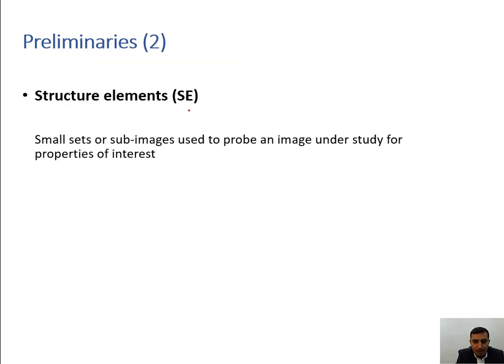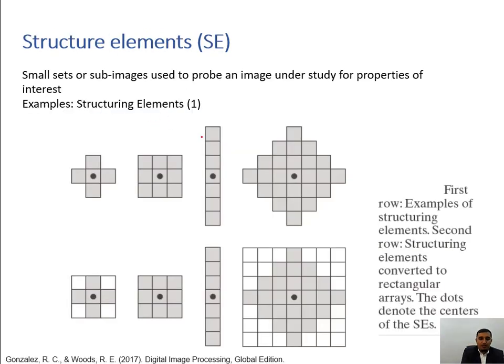Now we have another thing which is called the structural element. It's a small set of sub-images used to probe an image under study for properties of interest. It's called a structural element, or SE. We have different types of structural elements. It can look like this. This is a common type, which is the box. It can be like this. It can be like this.